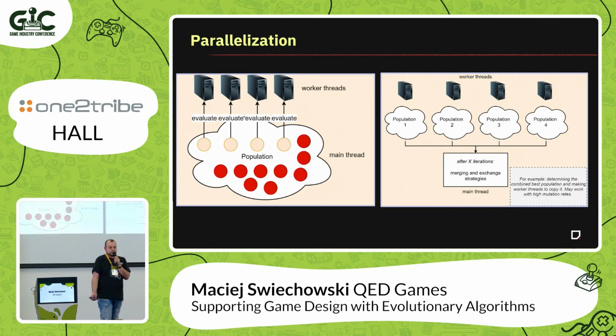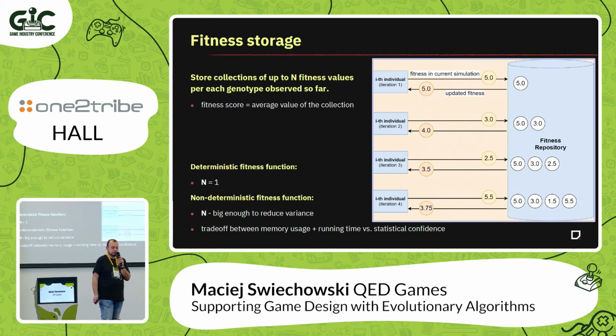Okay, so how to parallelize? There are 2 strategies. We can either just evaluate each set of parameters, so each individual, on a different machine or a different thread, or we can maintain separate smaller populations and then combine them with some strategy. The simpler one would be the left one, so we just make each simulation run on a different thread.